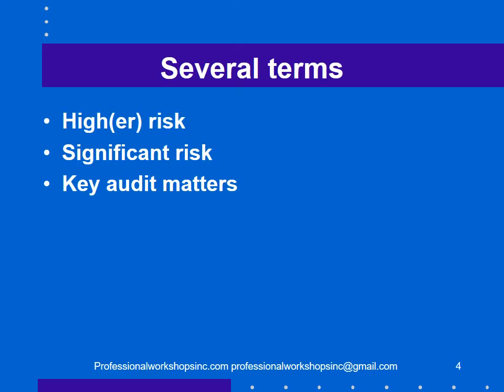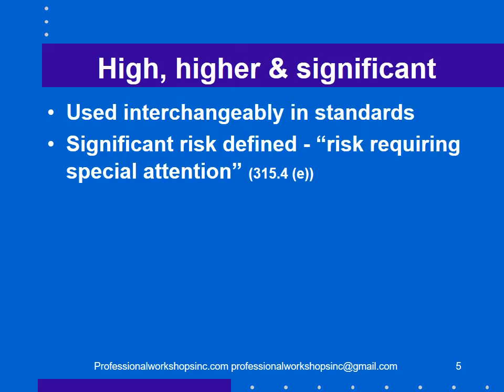Now, there are several terms we find in professional standards: high or higher risk, significant risk, and key audit matters, and these may all mean different things, so let's talk about that first. High, higher, and significant are all used interchangeably in standards. Significant risk is defined as risk requiring special attention, and I'm happy to say that high or higher or significant all could mean much the same thing.